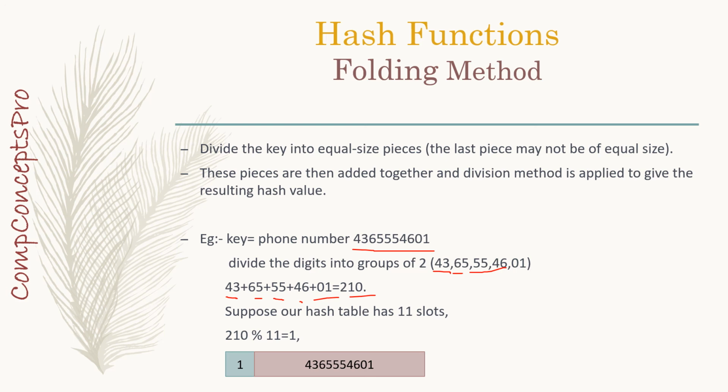Now we'll apply the division method hash function on this sum 210. Let's suppose our m is 11. That means there are 11 slots available in our hash table. So 210 mod 11 will give us 1. So this phone number will be stored at index position 1 in our hash table.